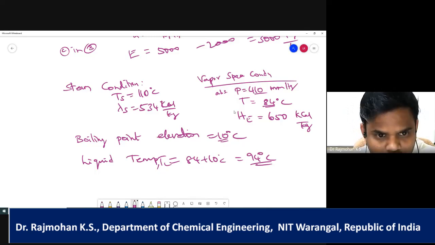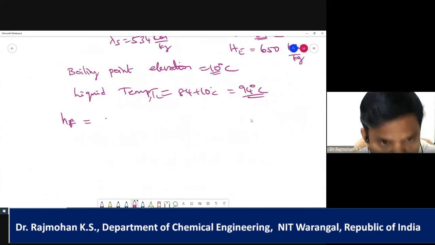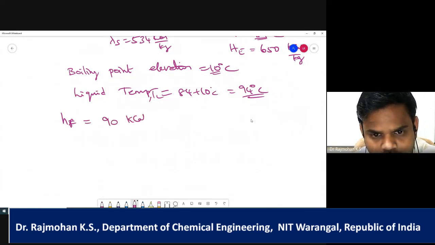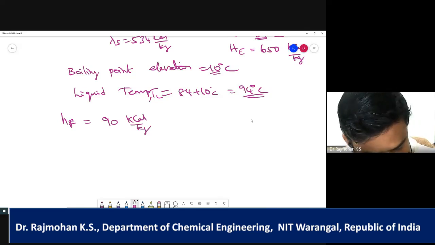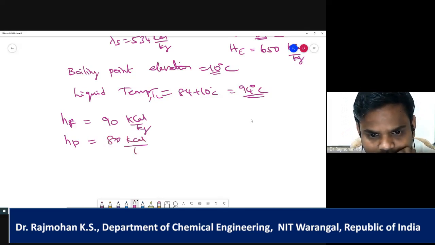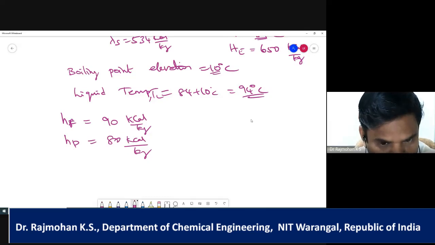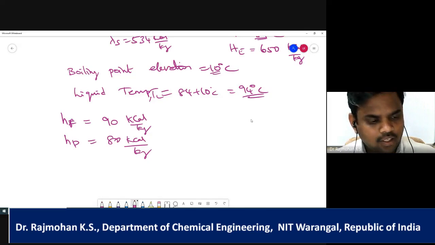Feed enthalpy data is given, right? So corresponding values we can write down. HF value is given as 90 kilocalorie per kg. And thick liquor enthalpy is also given. HP is given, so refer to the question. All these data are given. HP is equal to 80 kilocalorie per kg, and we have determined the values of P and E already. So we can write the energy balance equation.